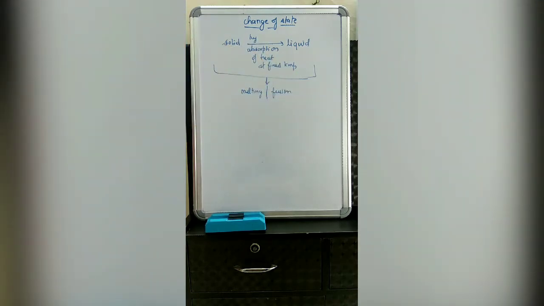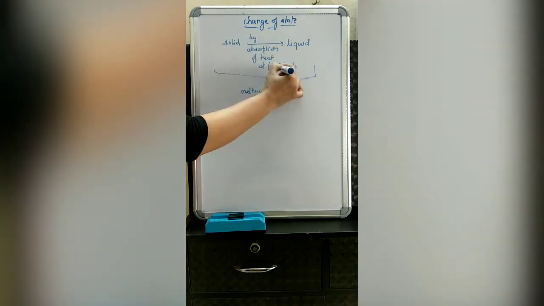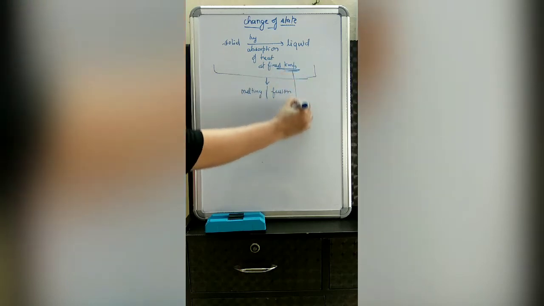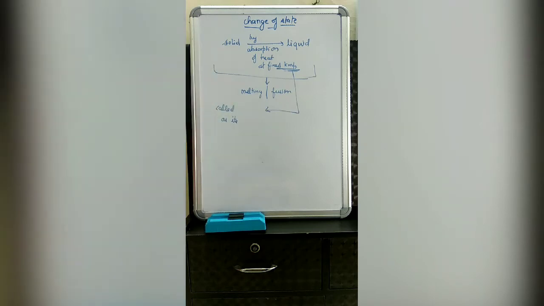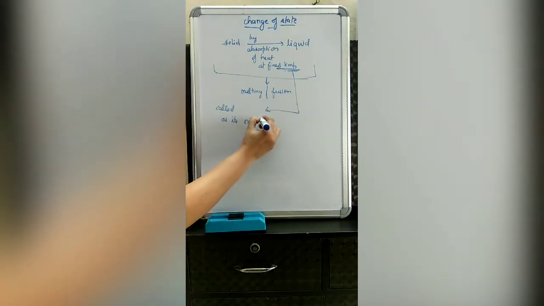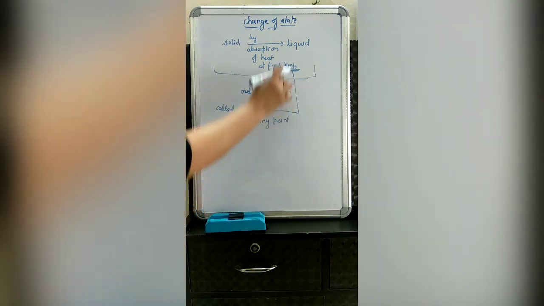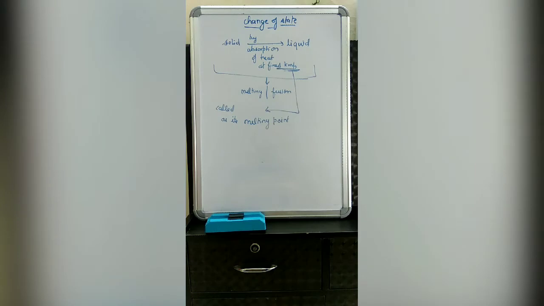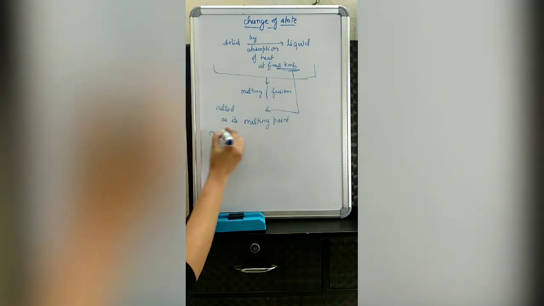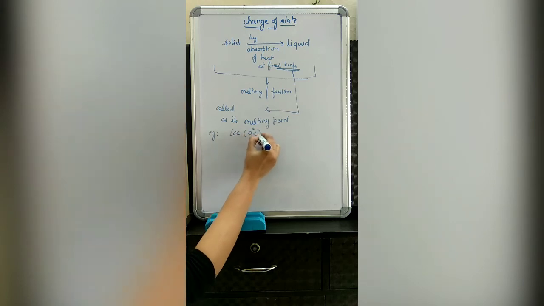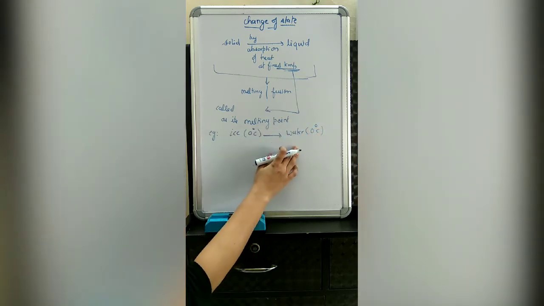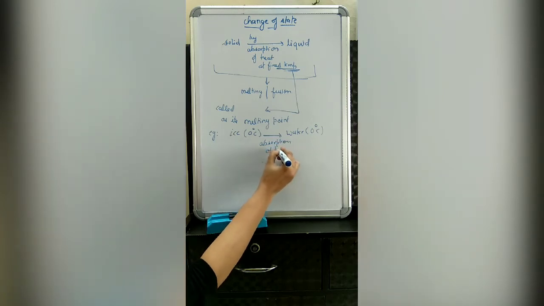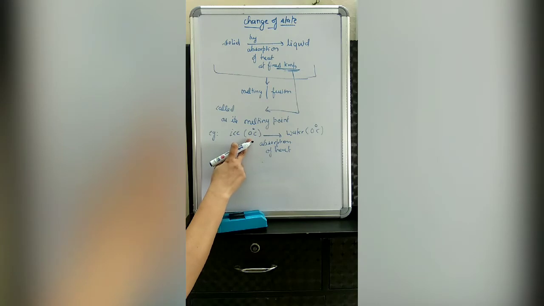The process is known as melting or fusion, but the temperature at which this happens, that fixed temperature, is called its melting point. For example, ice at 0 degrees Celsius converts into water at 0 degrees Celsius. Both are happening at the same temperature, that is 0 degrees, by absorption of heat.